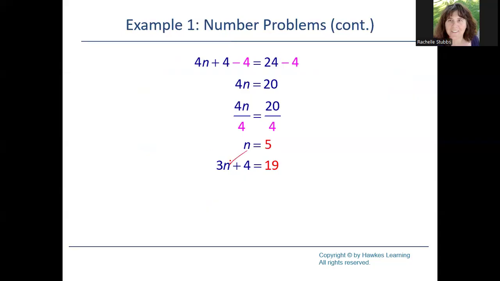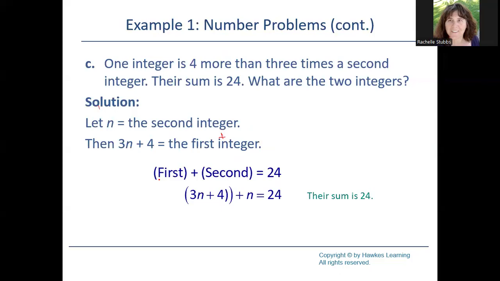Well, we plug it into here, and we get 5. 3 times 5 is 15. 15 plus 4 is 19. So our two integers that we're looking for are 5 and 19. And I did need two integers. When we go back to that original problem, what are the two integers? So I'm looking for two answers, okay?